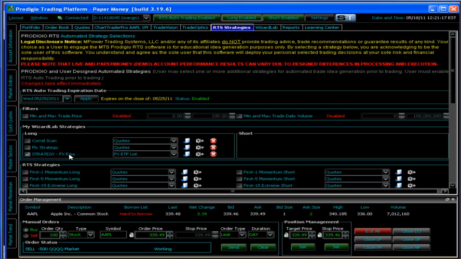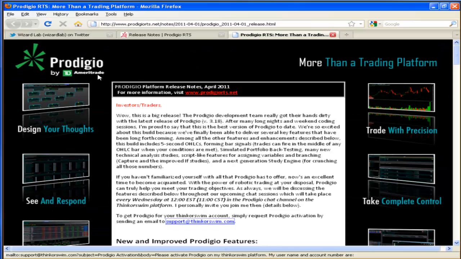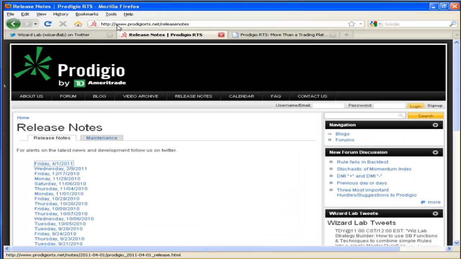And especially for people who are seeing this for the first time or are coming back in, you can take advantage of not only Shadow Trader, but also the Prodigio community. There's a lot of people who are working on various Prodigio and Wizard Lab strategies, and they'll share these on the forums. And I want to just point you to the forums.